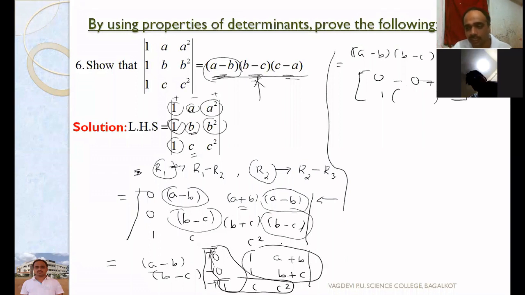This is called a minor. What are the numbers here? 1, A plus B, 1, B plus C. How do you expand it? Can you tell me? 1 into B plus C. 1 into B plus C is B plus C.